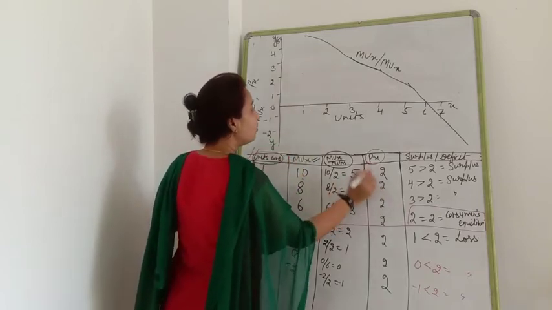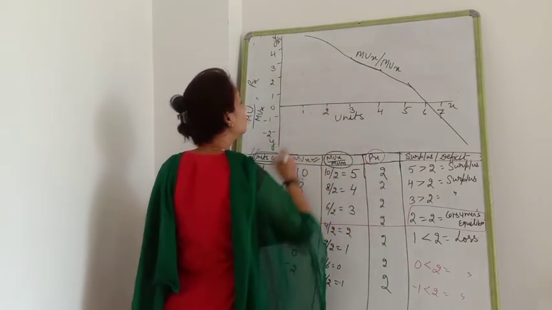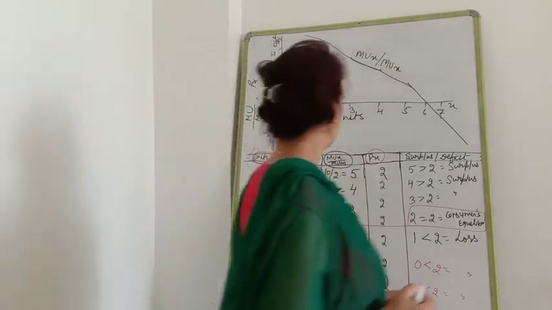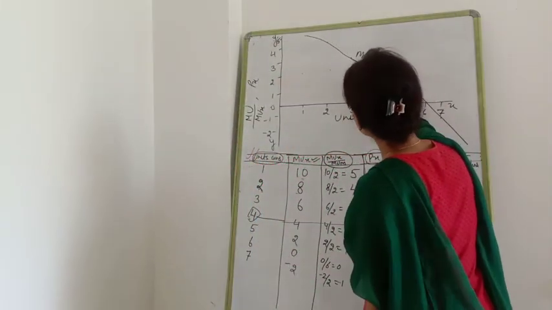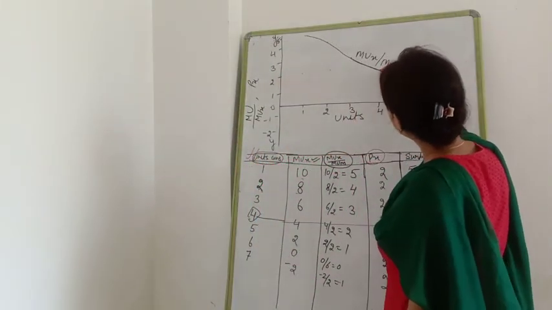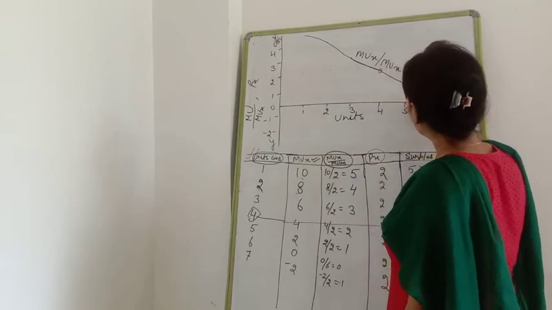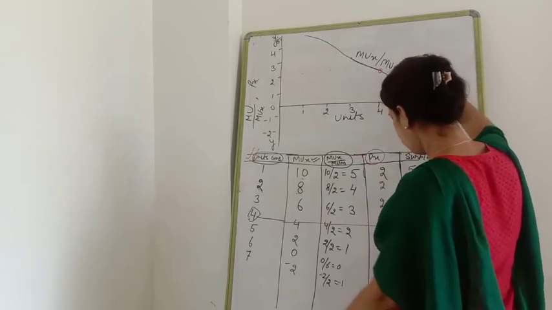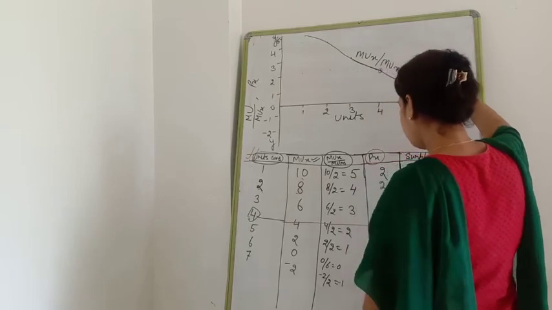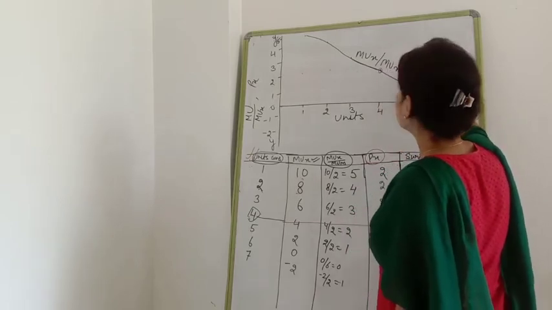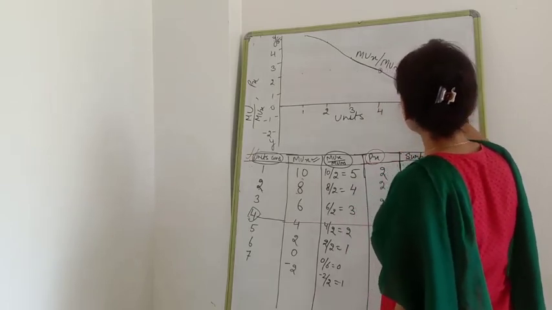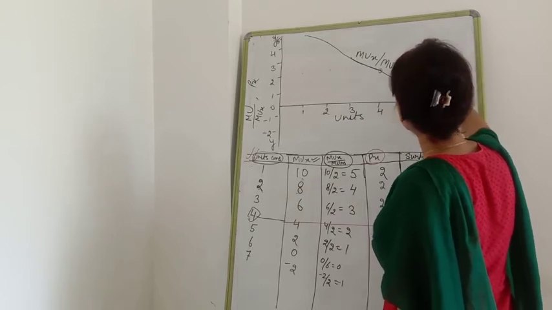And at second unit, if you consume, then also you have to pay how much price? 2. At third unit, how much price is there? 2. At fourth unit, how much is the price? 2. At fifth unit, also it is there. How much is the price? That is 2. At sixth unit, you can see it is also 2.